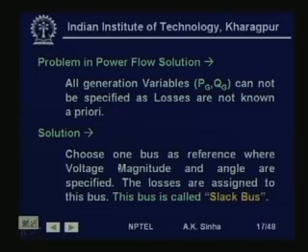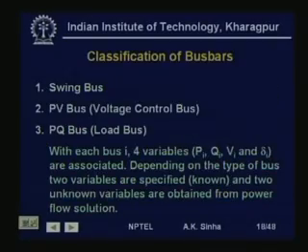So, this is how we try to handle the situation, because we do not know the losses, we cannot specify all the generation. We try to solve it by assigning one generating bus as a slack bus. Now, what about other bus bars?